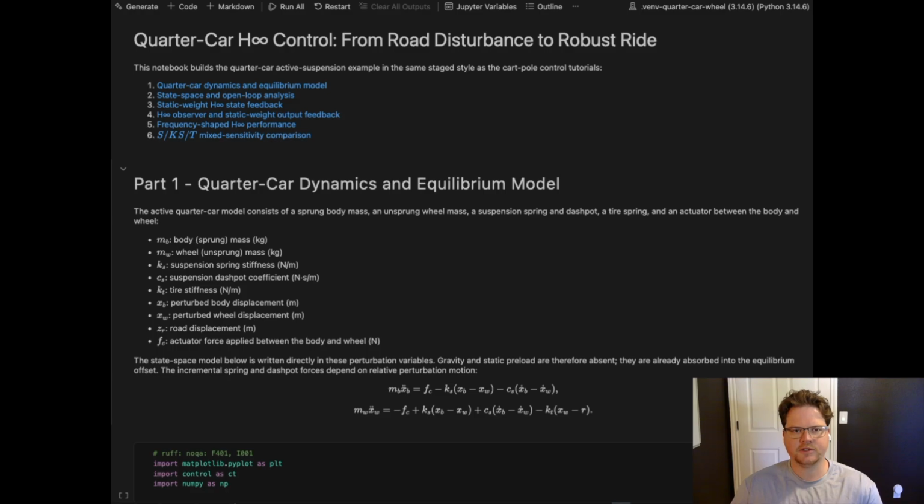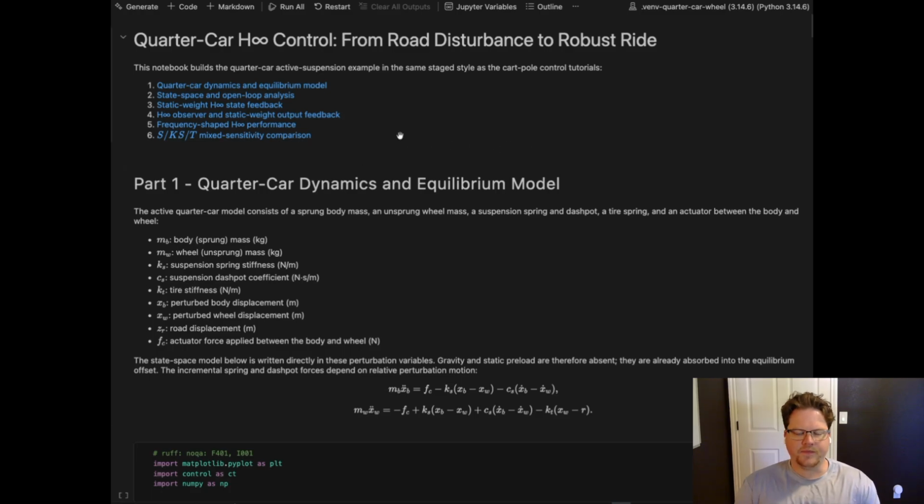Welcome everyone to the Acreon tutorial series, quarter car H infinity control from road disturbance to robust ride. In the first part, I modeled the quarter car wheel system, which was a spring mass damper system with an active hydraulic cylinder in the suspension. The chassis was modeled as one mass component, the wheel was modeled as another mass component, and the tire itself was modeled as basically a spring, modeling this tire stiffness here.